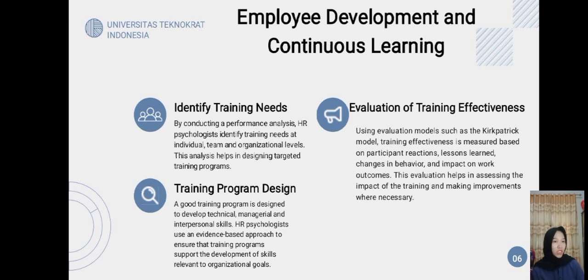3. Evaluation of training effectiveness. Using evaluation models such as the Kirkpatrick model, training effectiveness is measured based on participant reaction, lessons learned, change in behavior, and impact on work outcomes. This evaluation helps in assessing the impact of the training and making improvements where necessary.